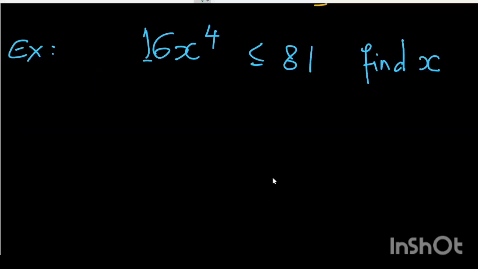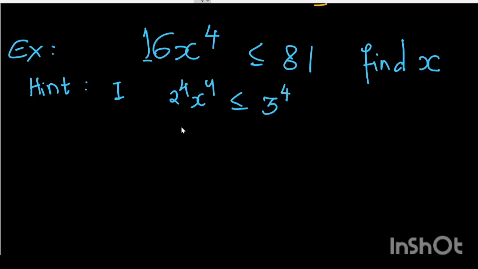So let's take an example. 16 x to the power 4 less than equal to 81, find x. How can we attempt this, guys? The first approach that you may think of: 16 we can write as 2 to the power 4, and 81 we can write as the 4th power of what? Yes, 3 to the power 4. So we can write it as 2x whole to the power 4 less than equal to 3 to the power 4.